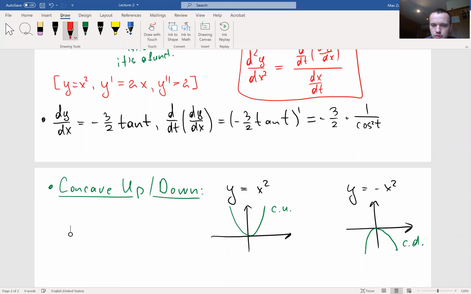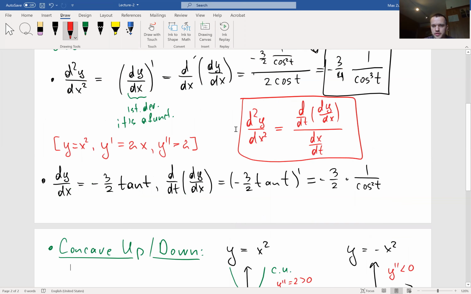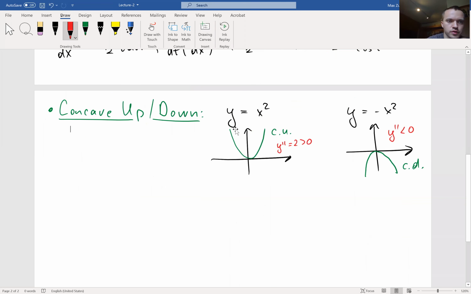And the way to understand it is that y double prime is equal to 2, so it's positive. So when you have a positive second derivative, the curve is concave up, and a negative second derivative means concave down. So to answer the question, if my original curve is concave up, I basically need to find for each value of t where d squared y over dx squared, -3/4 times 1 over cosine cube t, is going to be positive.